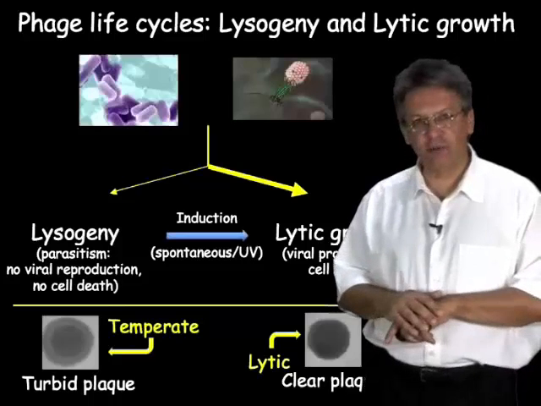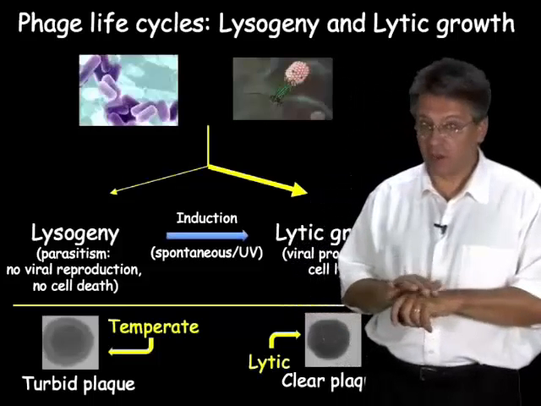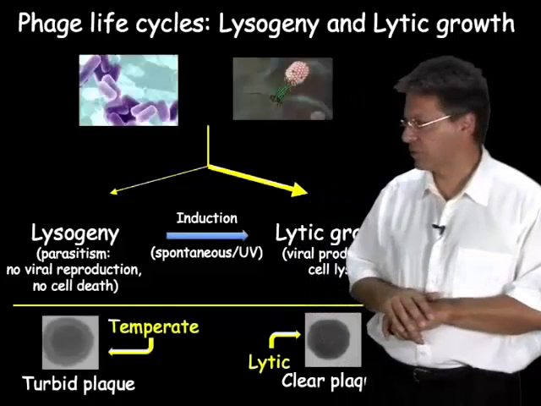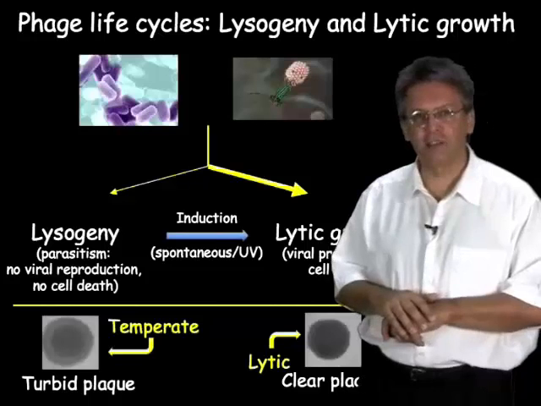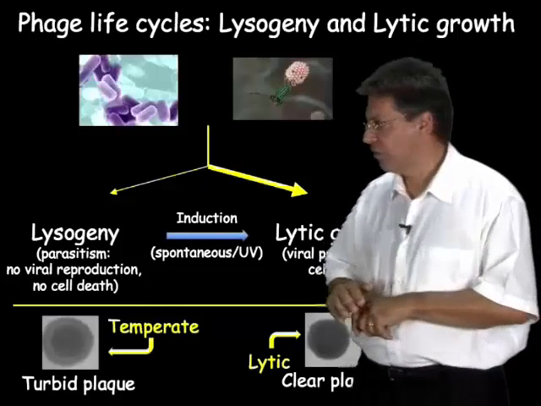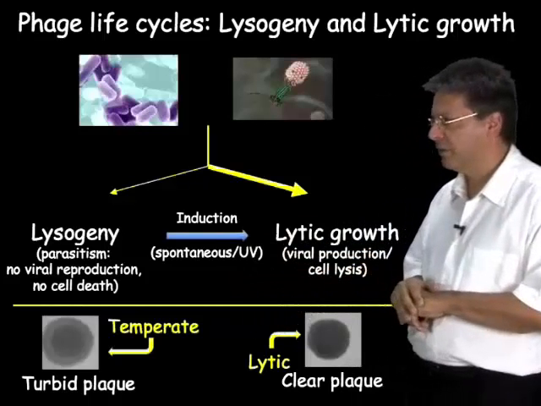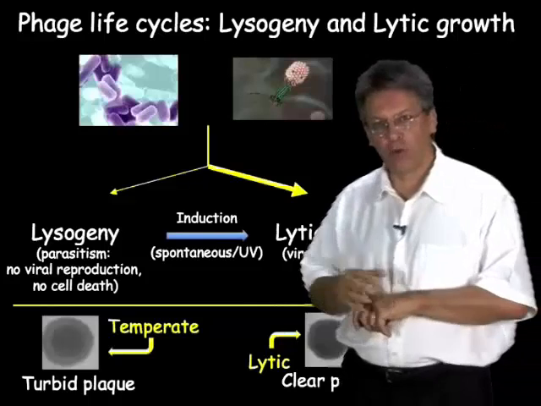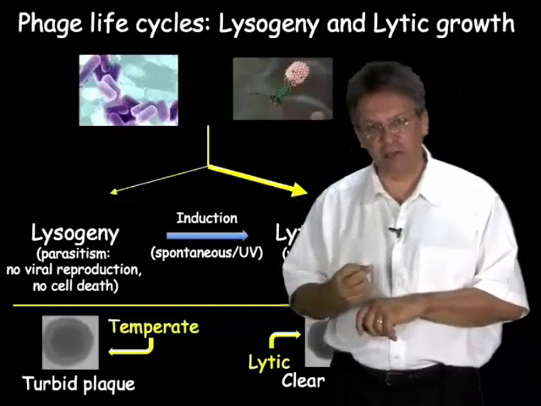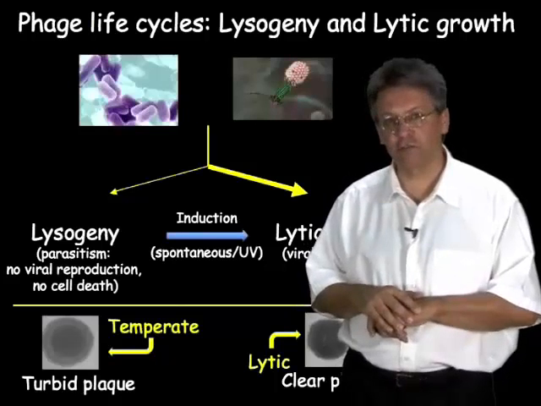There's a relatively easy way to distinguish between phages that are temperate and those that are lytic and can only undergo the lytic growth cycle by the types of plaques that you see on agar plates. Lytic phages form simply just clear plaques, as shown in the bottom right-hand corner here, where all of the cells within that infected area have been killed by phage infection.